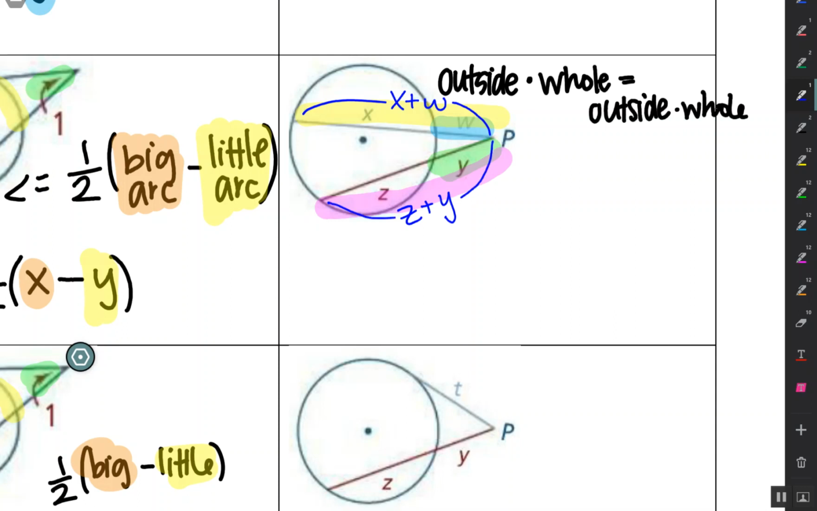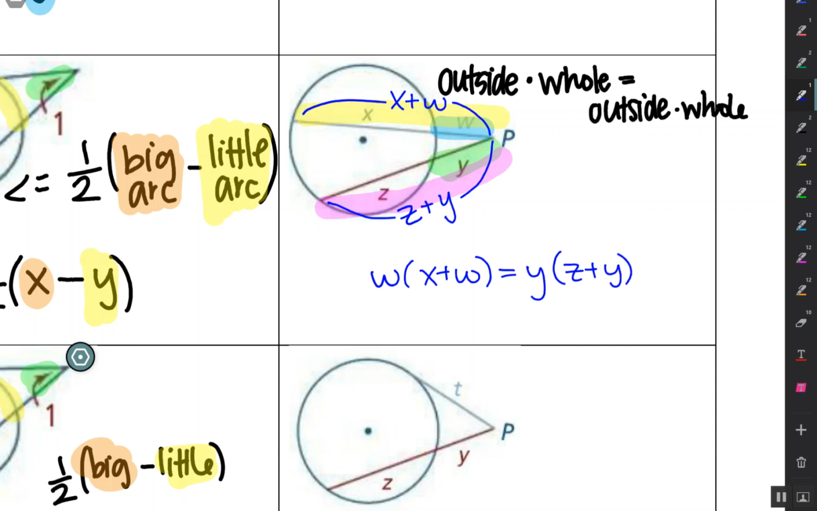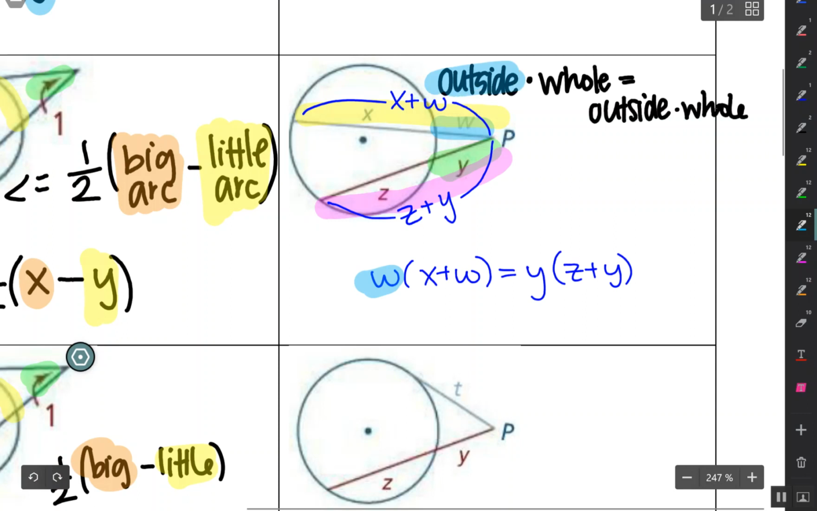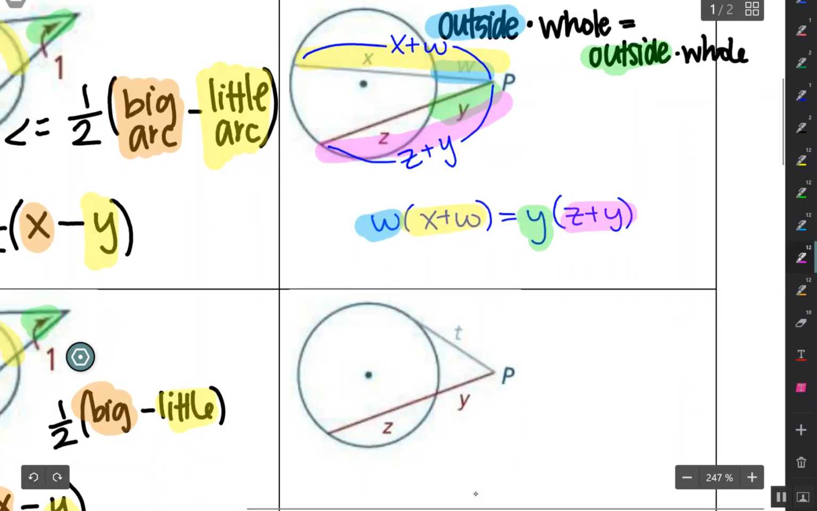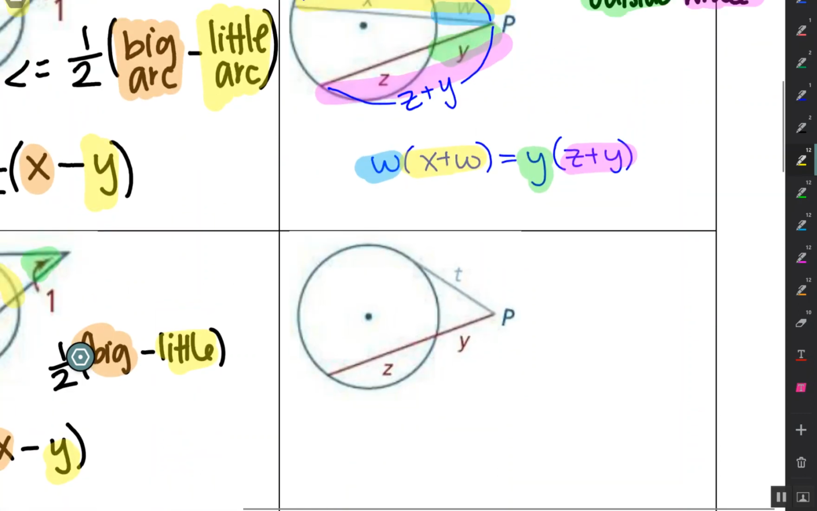So putting it all together, W times X plus W equals Y times Z plus Y. Outside times the whole equals the outside times the whole. Oops, forgot that. Okay. The next one down is pretty much the same idea, except you have a tangent.